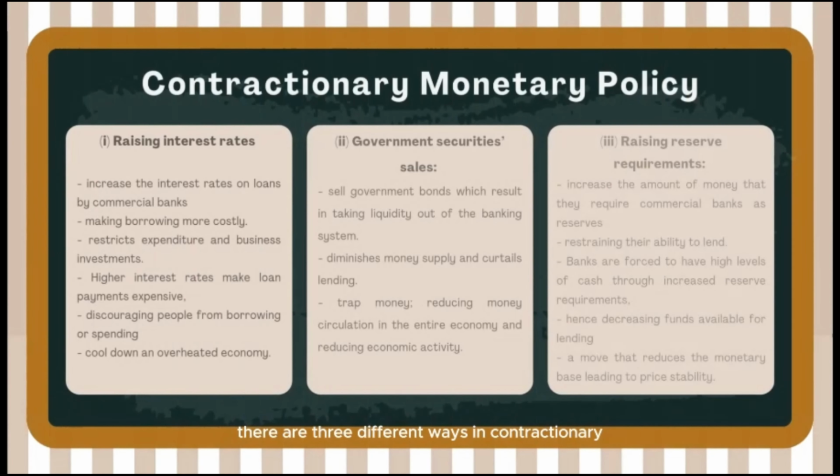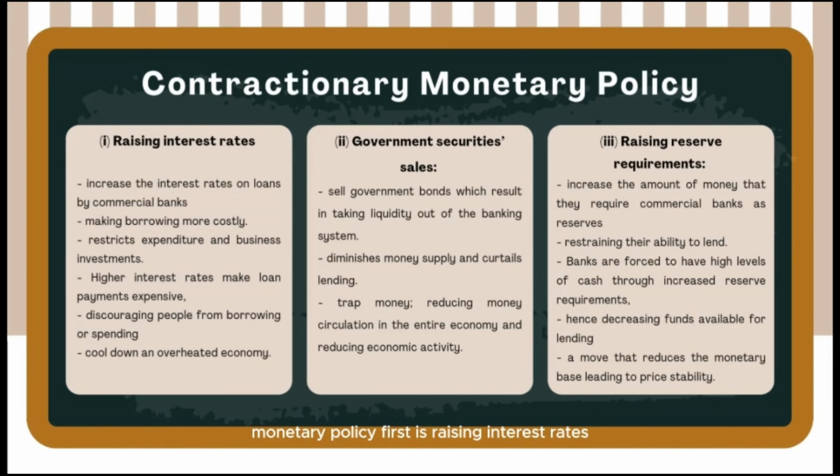There are three different ways in contractionary monetary policy. First is raising interest rates. It will increase the interest rates on loans by commercial banks and make borrowing more costly, because higher interest rates make loan payments expensive and discourage people from borrowing or spending.